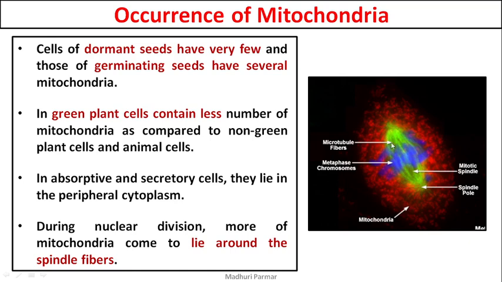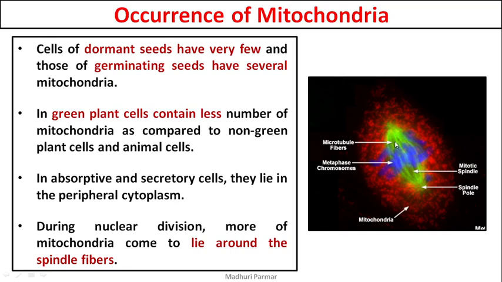They arise from the centrioles, which are present at the poles. So wherever there are a lot of such microtubule fibers or spindle fibers, mitochondria, which are shown here in red, come and lie around them. Whatever red you are seeing is the mitochondria of the cell.